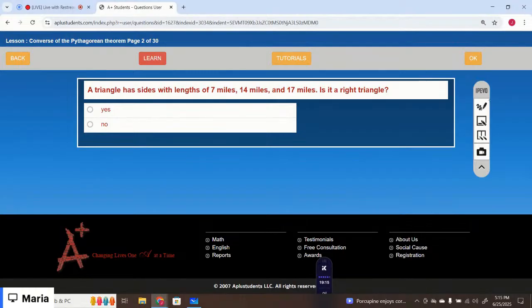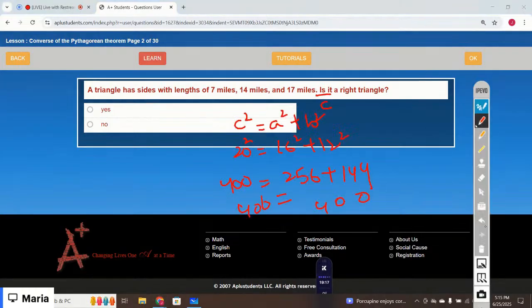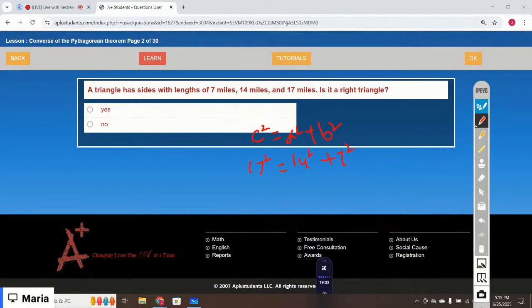A triangle has side lengths of 7 miles, 14 miles, and 17 miles. Is it a right triangle? Let's see. The longest side is always C, so C square equals A square plus B square. That is 17 square equals 14 square plus 7 square.